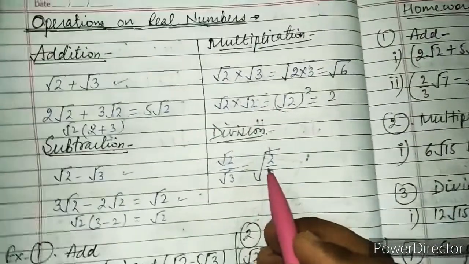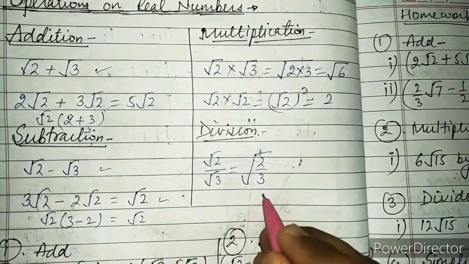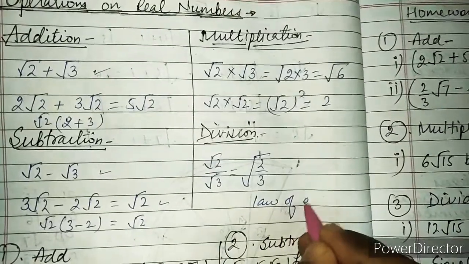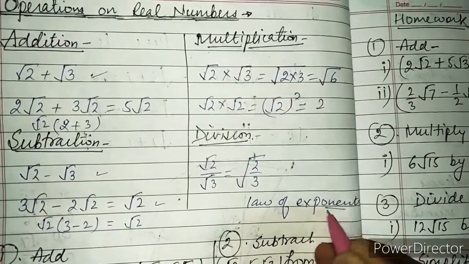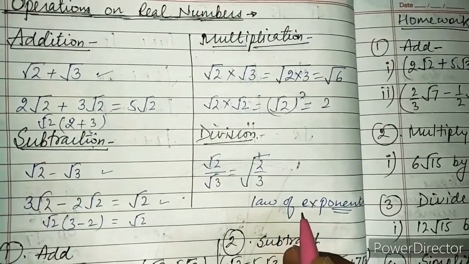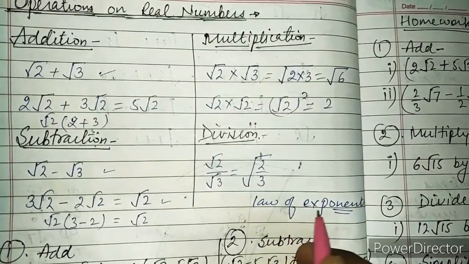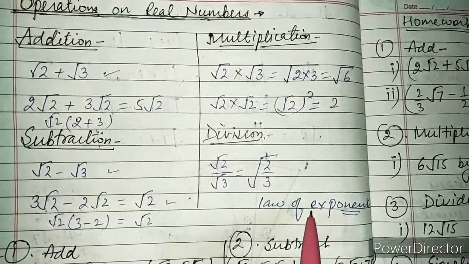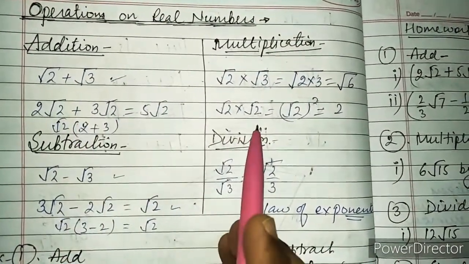These all are based on the multiplication and division, which are based on the law of exponents. From this topic you all are already aware. In the previous class, in class 8th, we already learned about the laws of exponents, right? So these all concepts are based on the laws of exponents. So I hope you all understand the operations on real numbers.